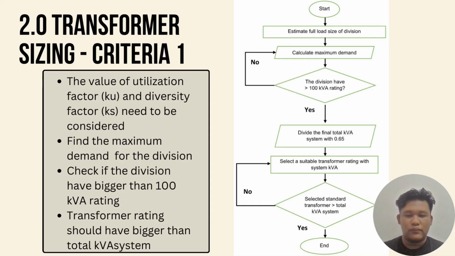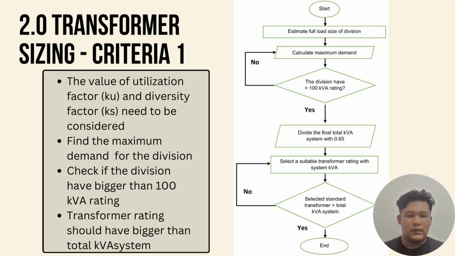For methodology 2.0, which is transformer sizing, for the first one, criteria 1, the value of utilization factor, which is Ku, and diversity factor, which is Ks, need to be considered. And then find the maximum demand for the division. Check if the division has a rating bigger than 100 kVA. And then the transformer rating should be bigger than the total kVA system.